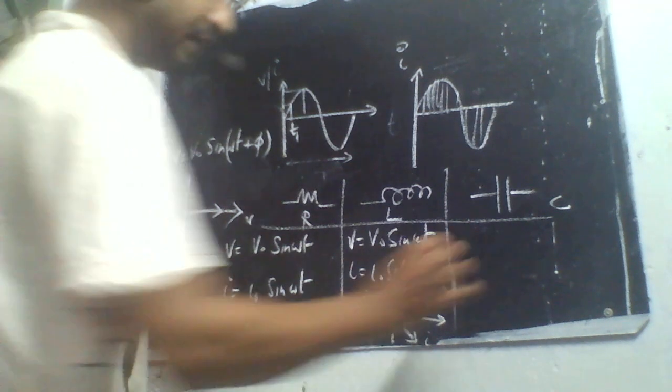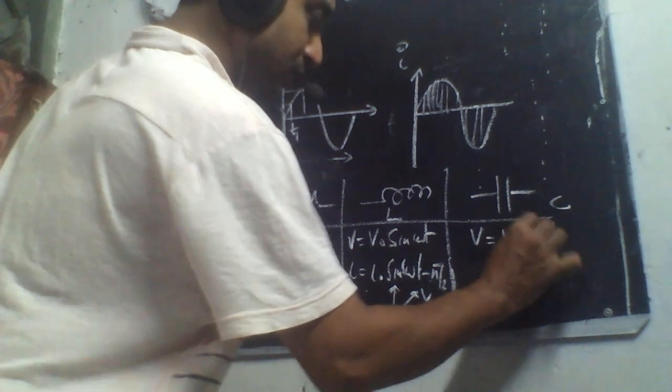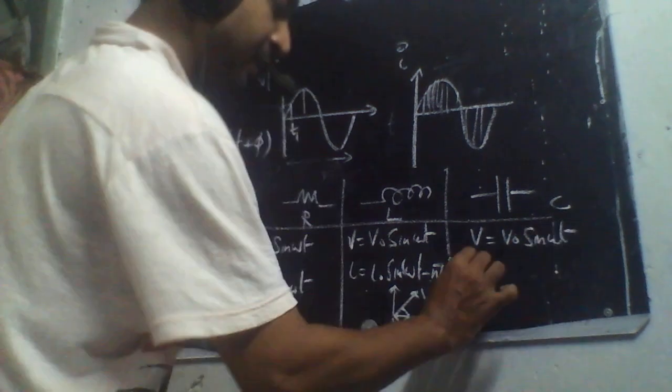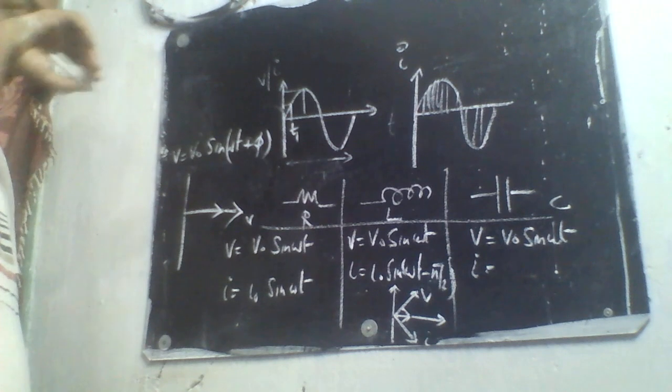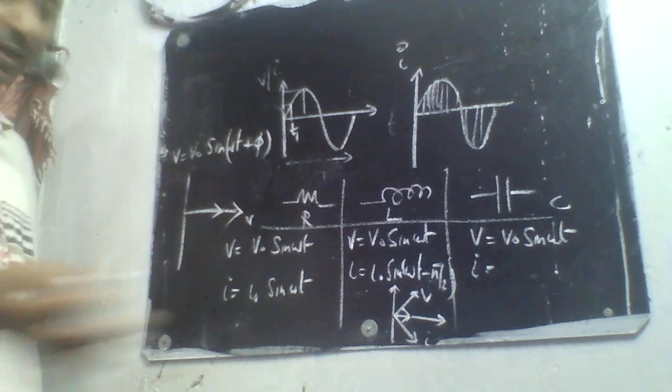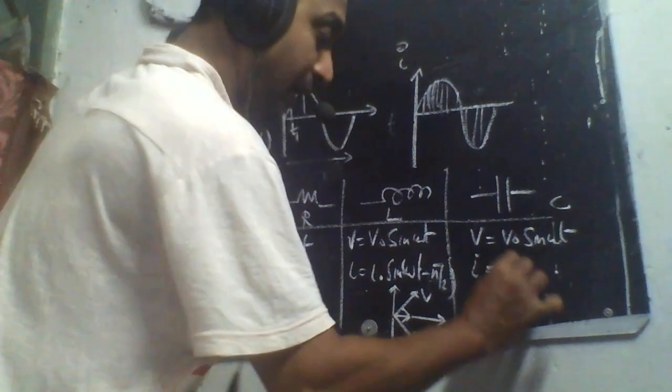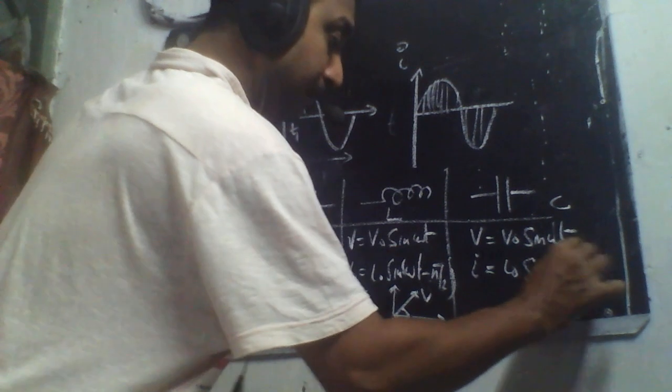Now in case of a capacitor, V is equal to V0 sine omega t is what you apply. In that case, the current leads the voltage by 90 degrees. So it will be I0 sine omega t plus pi by 2.